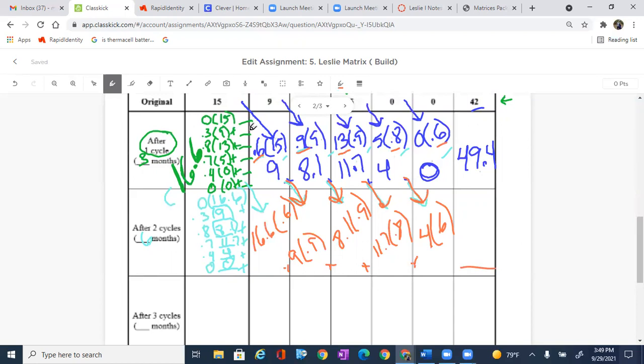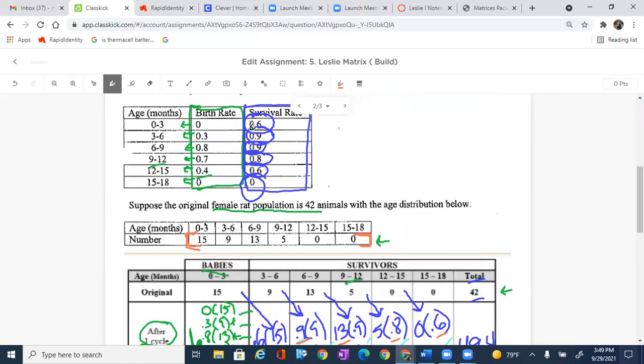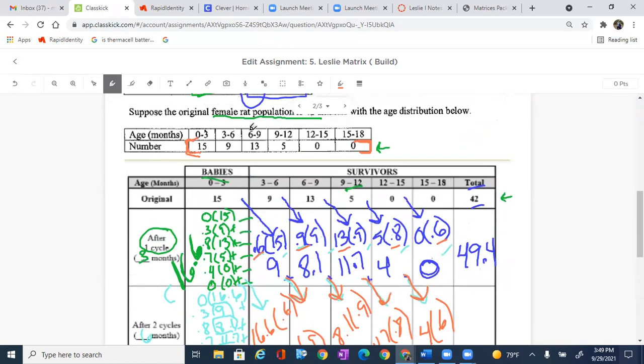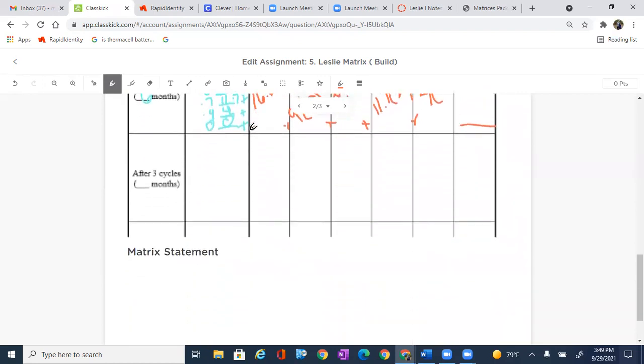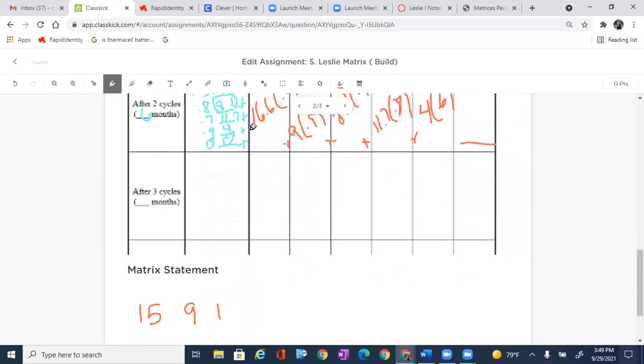Now, how does this relate to a matrix statement? Well, the nice thing is we're given a nice, easy matrix to work with. We're given a matrix that has the number of rats in each one of those categories, or the population of rats in each one of those intervals. So I'm going to write those down: 15, 9, 13, 5, 0, 0. And I'm going to take that matrix, and this is the population in each category.